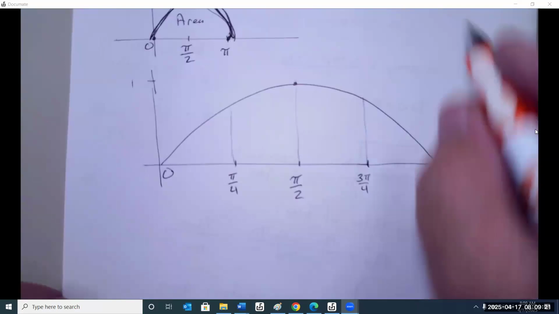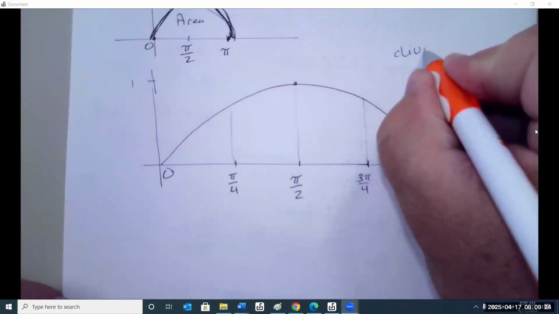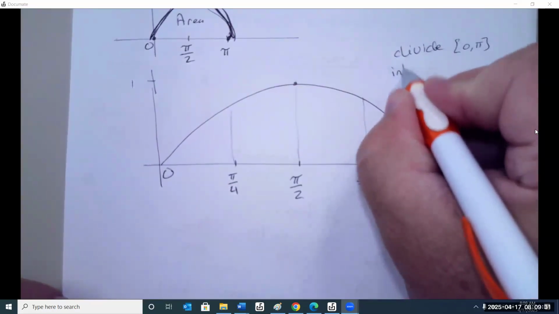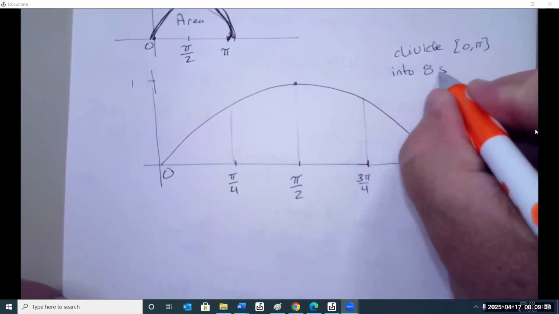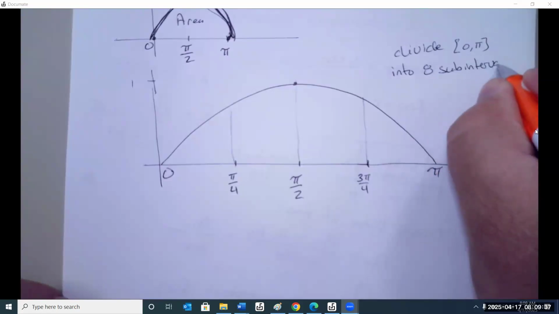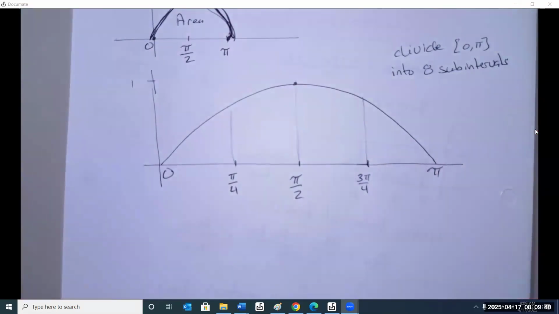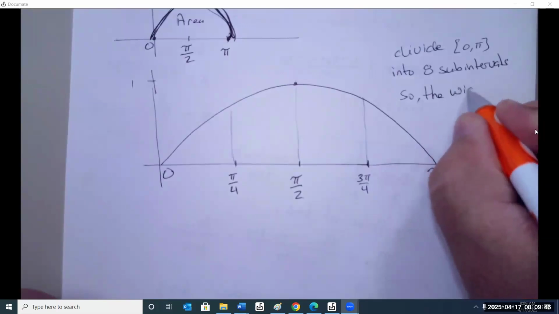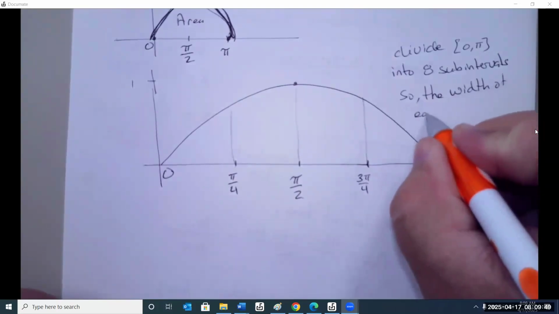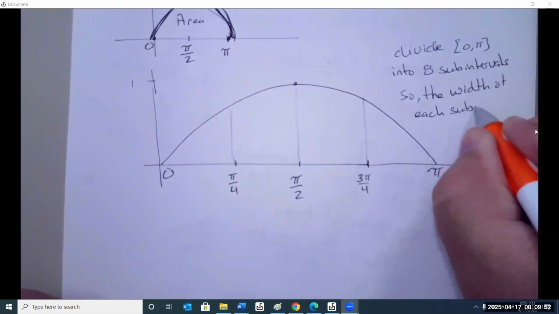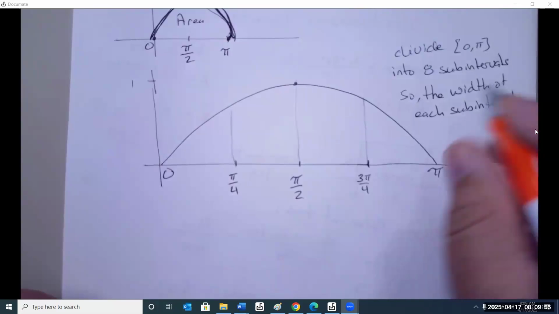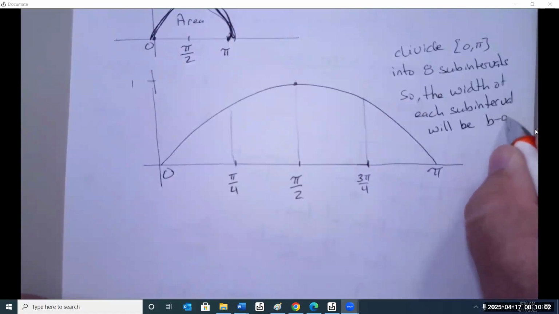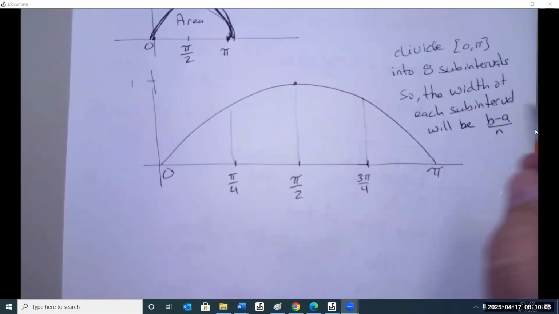But for this example, we're going to divide our interval 0 to pi into 8 subintervals. So the width of each subinterval will be b minus a over n. That equals the width.